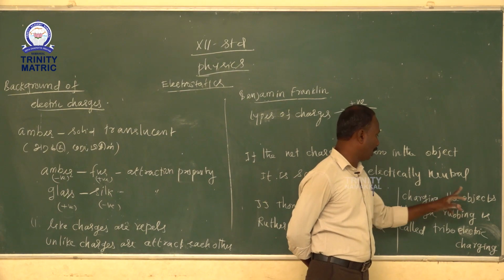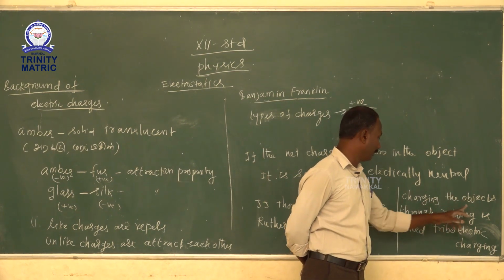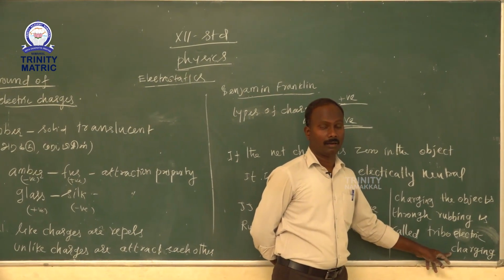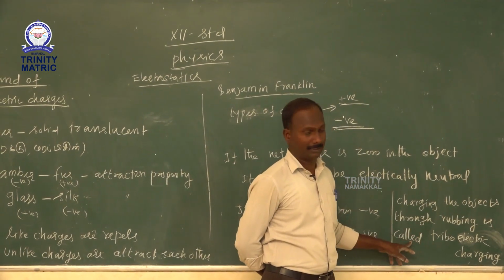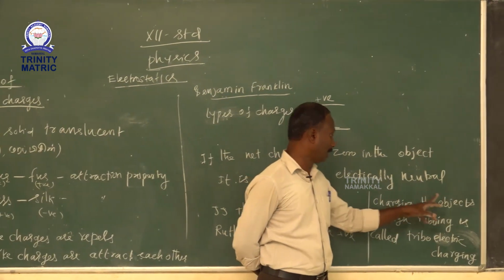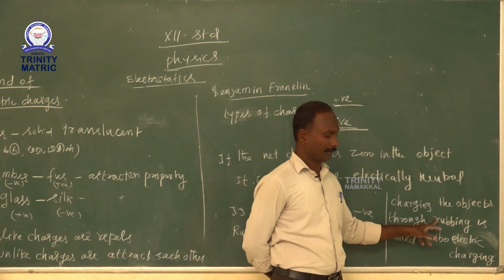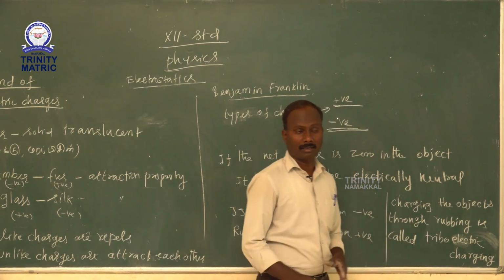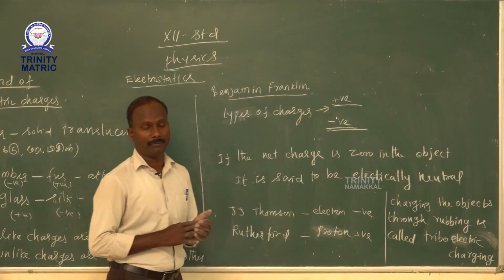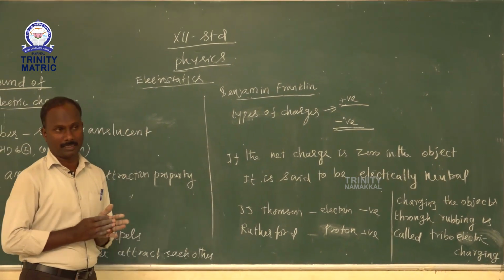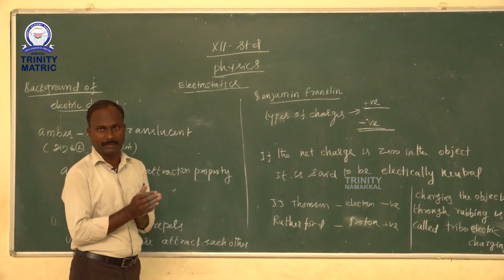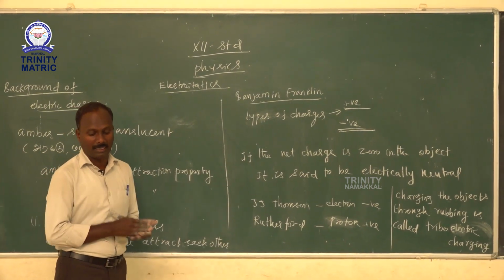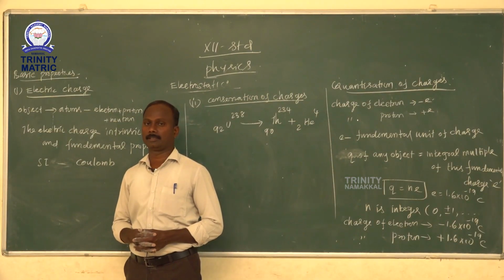Charging an object through rubbing is called triboelectric charging or frictional electricity. If any two objects are rubbed against each other, creating electricity, that is called frictional electricity, or electric charge.